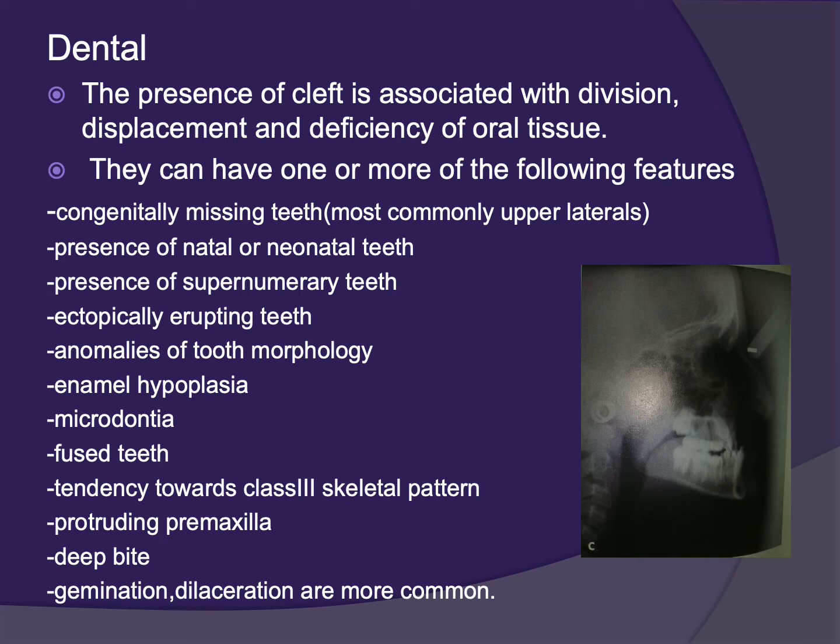Usually a protruding premaxilla happens in a patient with a bilateral cleft, where the premaxilla will protrude forward and be mobile. And the patient may also have deep bite, spacing, and crowding.